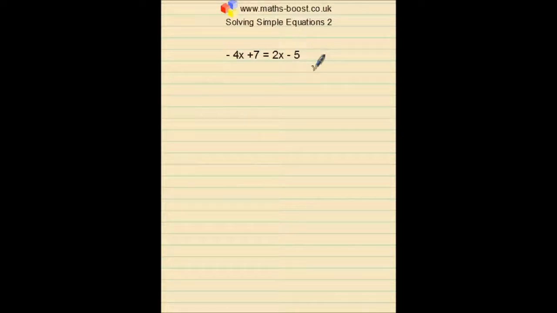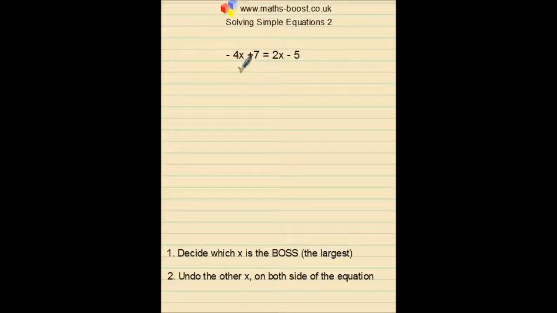What about this equation? Well, there's an x term on both sides of the equation, but who's the boss here? Did I catch you out? 2x is the boss. It's bigger than minus 4x because minus 4x is a negative number. So it's the minus 4x we need to eliminate or undo. So we do the opposite on both sides of the equation. And the opposite of minus 4x is plus 4x.